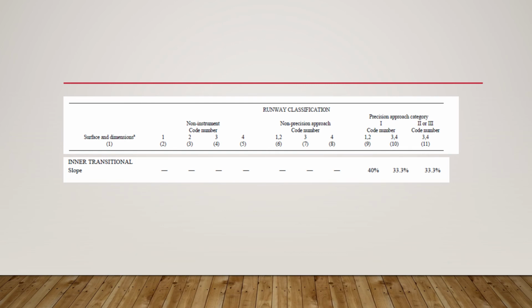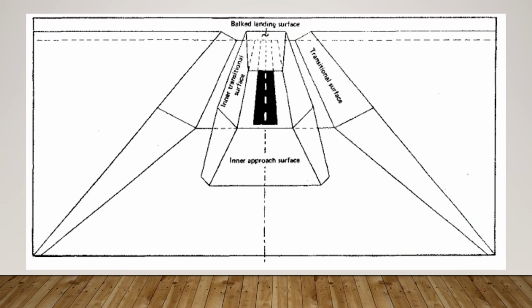Now, the table shows the slope of the inner transitional surface, which clearly states that for precision approach category runways, the obstacle free zone has to be developed. So the slope of the inner transitional surface is 33.3%, which means at a distance of 135 meters from the runway center line, you will have a height restriction to have the climb gradient of 3.3% of the aircraft. So this is a typical example of the obstacle free zone with reference to the runway which is provided.